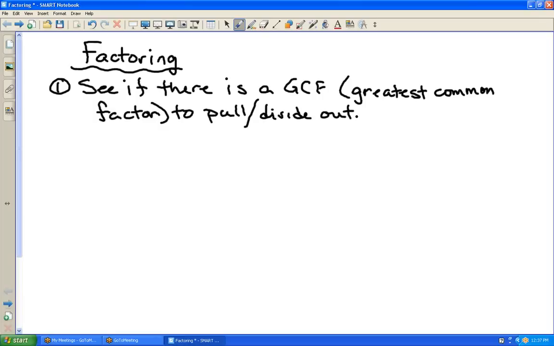Okay, so that's the first thing we're always going to do. We always want to deal with things that are smaller rather than bigger. And if we don't look for the GCF to start with, we always have to double check it at the end, and then it gets more confusing. So I always like to start by looking for the GCF.